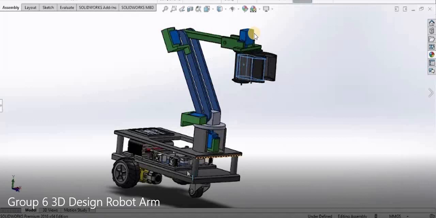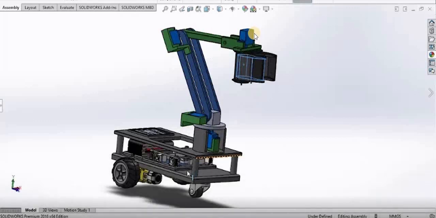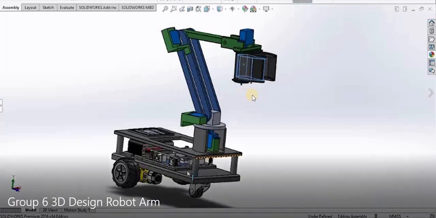This numbering is important because in the next section, where one of my colleagues explains about the control system, there will be 4 potentiometers, and each of those will control each of these servo motors. So it's better to have an understanding of which one is which.